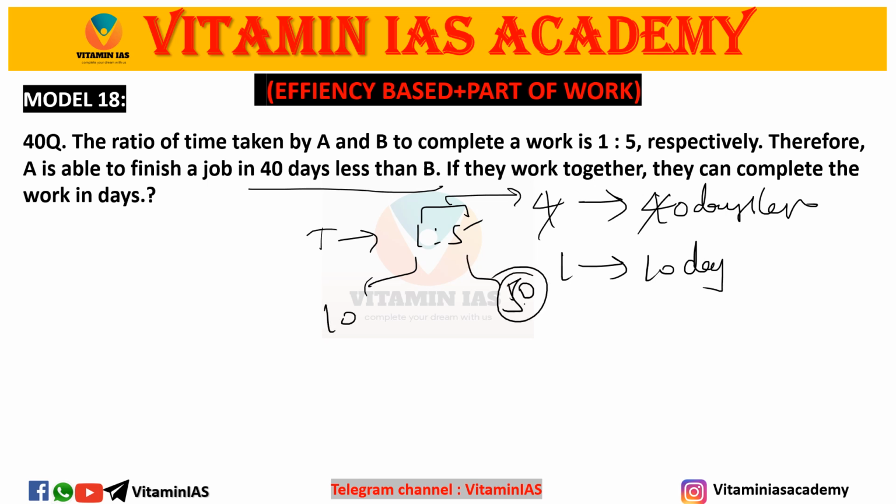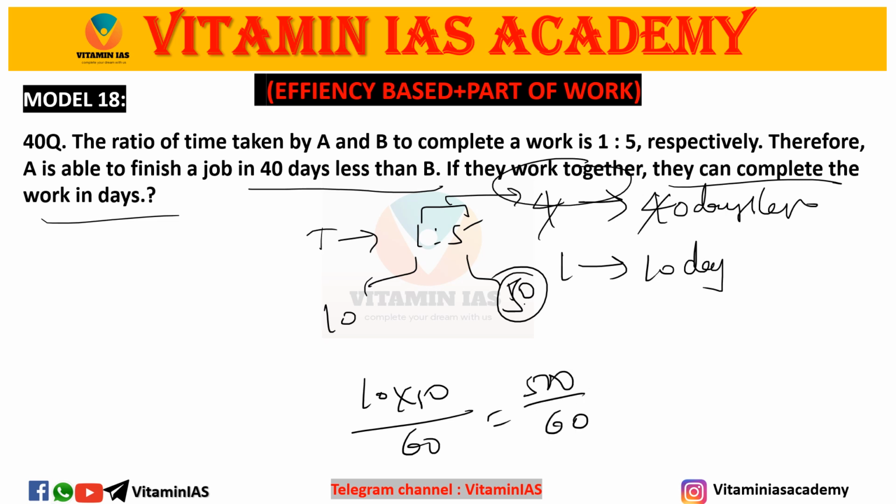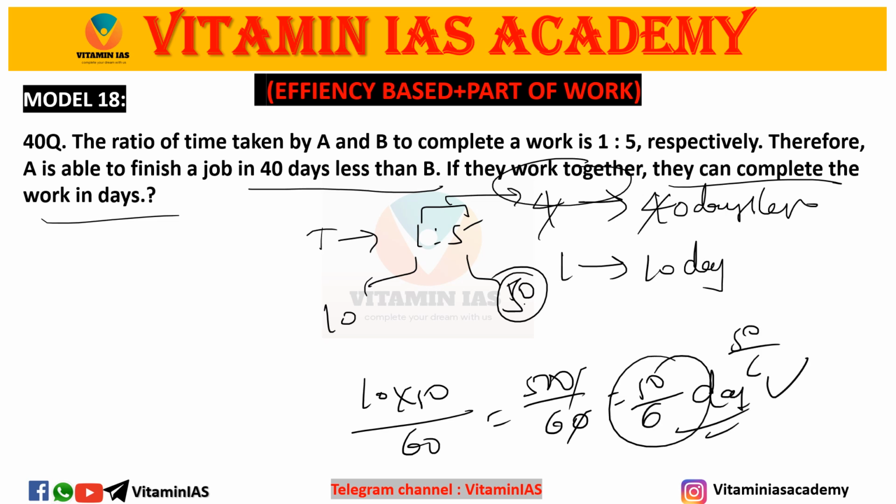They complete the work together. If they are working together, it means 10 into 50 by 60. Then what will happen? Here 500 by 60. So 50 by 6 days will be the right answer for this question.